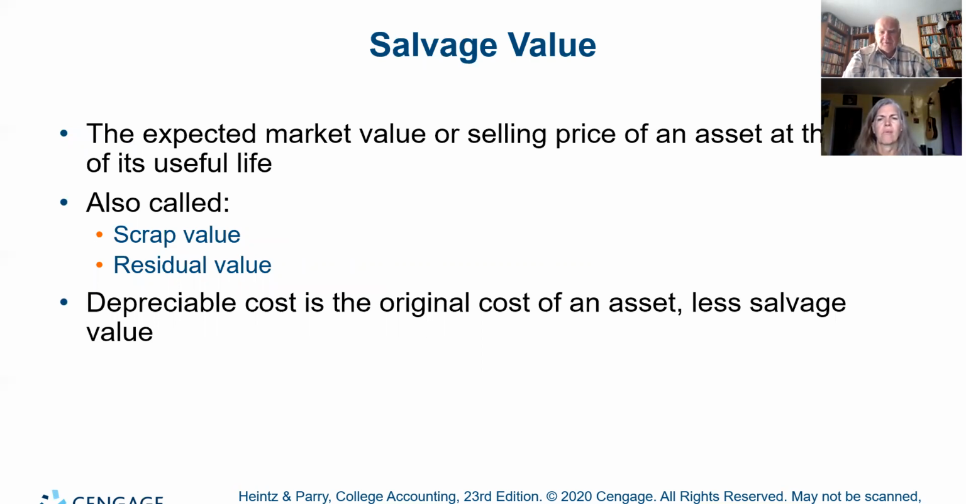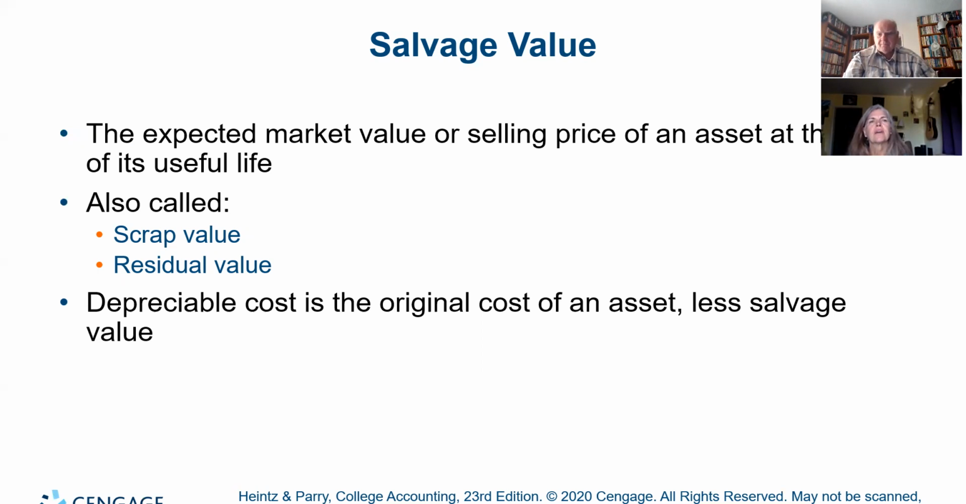And you think at the end of 10 years, someone will pay you $5,000 to take it off your hands. That's the salvage value. You will take the 95 minus the 5, and that 90,000 is going to be called the depreciable cost. That's the amount you depreciate. You never can depreciate an asset below the salvage value. Once it reaches salvage value, you're done depreciating.